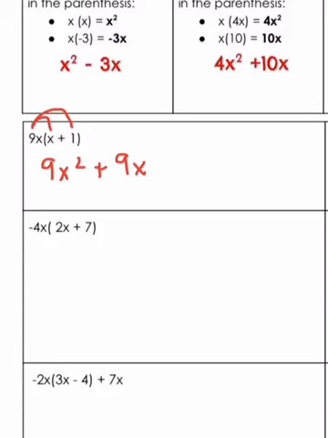All right. Negative 4 times 2 is negative 8. And then x times x is x squared. Negative 4x times 7 is negative 28x.